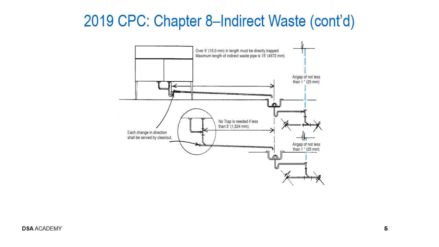This slide depicts a couple of sketches for a couple of scenarios for indirect waste piping. One of them shows a length of piping that is longer than 5 feet, which requires a trap, which is described there. Another one shows a length of indirect waste piping that is less than 5 feet and obviously does not have a trap and does not require a trap.